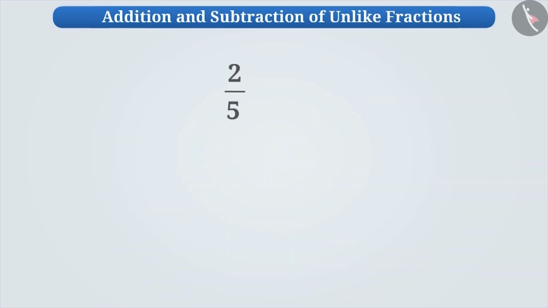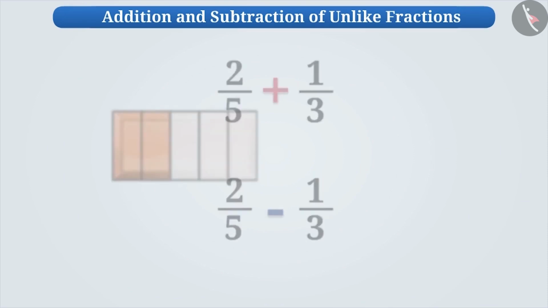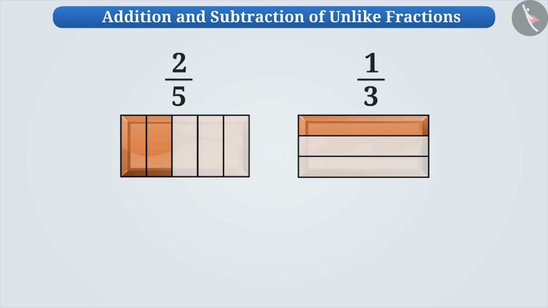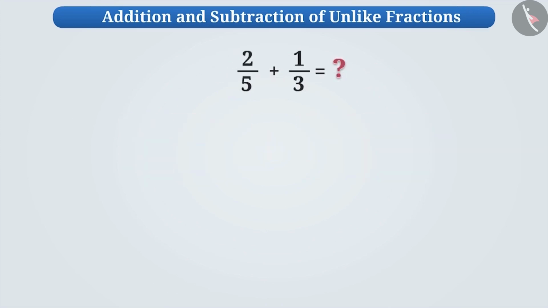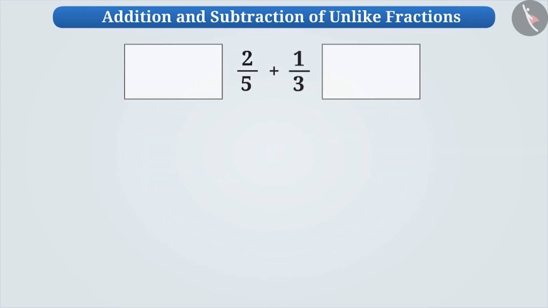Now let us understand the addition and subtraction of unlike fractions. Let us find out how much chocolate we get by adding 2/5 parts and 1/3 parts of a chocolate. To do so, first we make two equal rectangles. To represent the fraction 2/5, we divide the first rectangle into 5 equal parts and shade 2 parts of it. Similarly, to represent the fraction 1/3, we divide the second rectangle into 3 equal parts and shade 1 part of it. Since the size of the parts is not equal, we cannot add them directly.